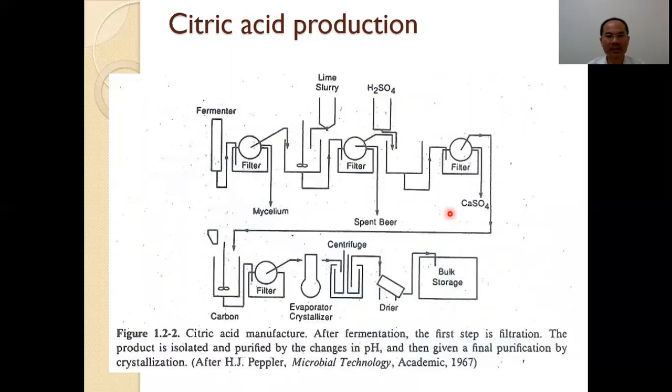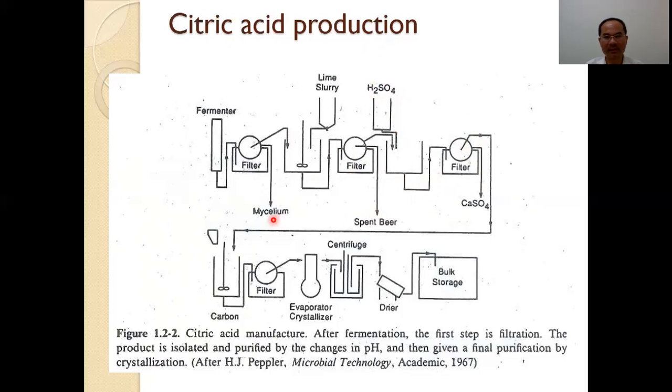In citric acid production, the first step is fermentation. After fermentation, the raw material has changed into the product. After you get the product, there are some components, a mixture of solid and liquid, which can be separated by a filter. The filter separates the solid out from the citric acid. Then the liquid goes to precipitation. After the precipitation, the solid is separated from the liquid, and then you filter again. Then add sulfuric acid, and you get the solid and then you filter again.